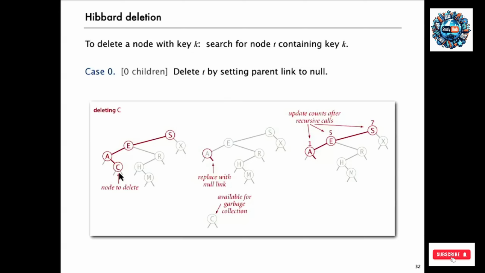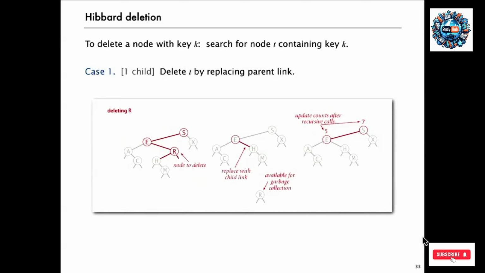And the easiest case is that node has no children. So to delete a node that has no children, just return null. And then go back up to update the counts as usual. That's the easy case. The next most difficult case is like the delete min case. We find a node T that contains our key, so like deleting R in this tree. It only has one child. Just go ahead and return the link to that child, and that updates the link and everything works fine. Then the node that was deleted is available for garbage collection because nobody's pointing to it. And again, update all the counts after the recursive calls.